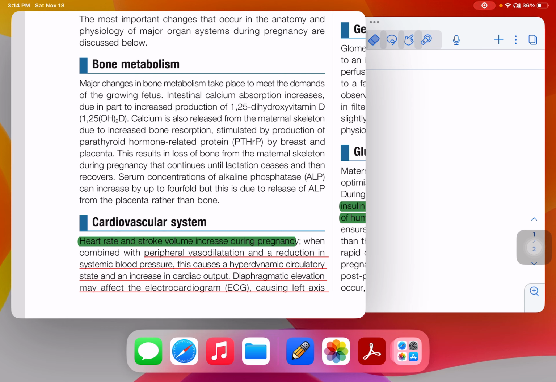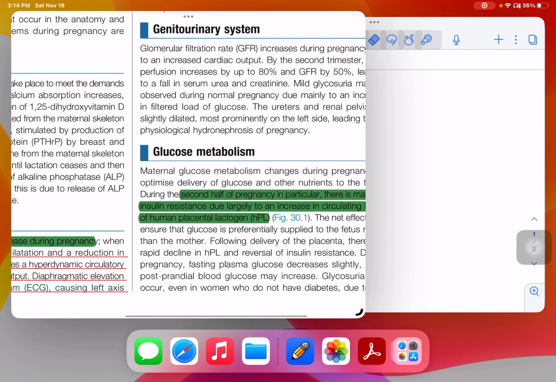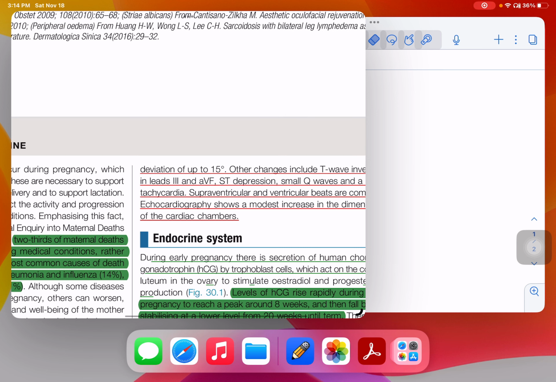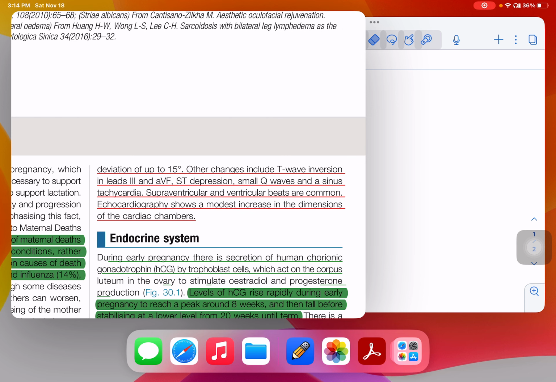There is elevation of the diaphragm causing some ECG changes, like mild left axis deviation up to 15 degrees. There are some T inversions in the inferior leads like lead 3 and aVF, ST depression, small q, and sinus tachycardia. Supraventricular and ventricular beats are common. Echocardiography shows a modest increase in the dimension of the cardiac chambers.